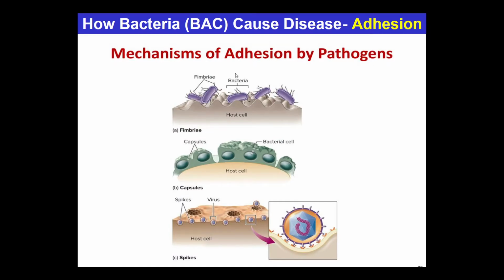In this slide, you see mechanisms of adhesion by pathogens. You see three different situations. In the upper situation, the host cell becomes colonized by bacteria due to the bacterial fimbriae. You see filamentous fimbriae; they attach themselves to the chemical groups on the surface of the host cell. The bacterium becomes adsorbed to the cell.